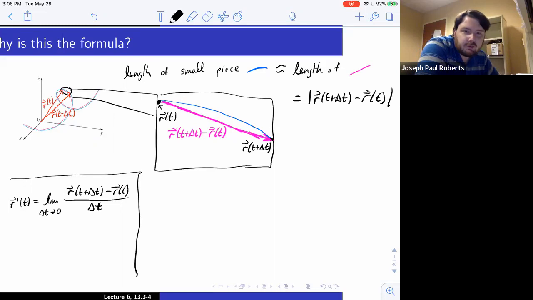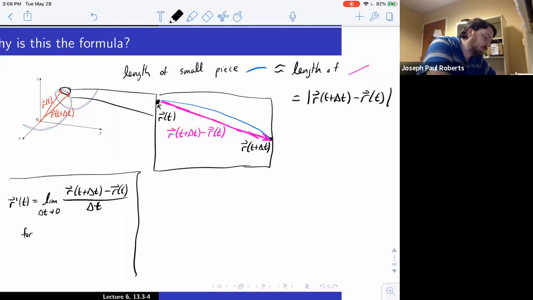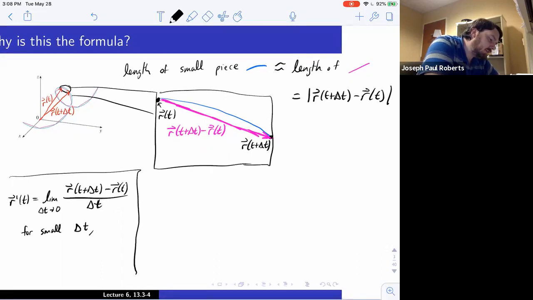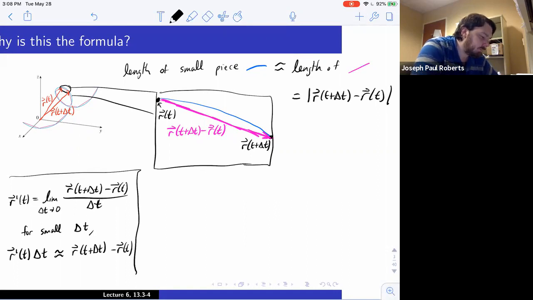And so that's our definition of r prime, which means that for small delta t, you could rearrange this equation to get that r prime of t times delta t is approximately r of t plus delta t minus r of t. So intuitively, just like Calc 1, remember change in y is approximately derivative times change in x. So change in r is approximately derivative of r times change in t.